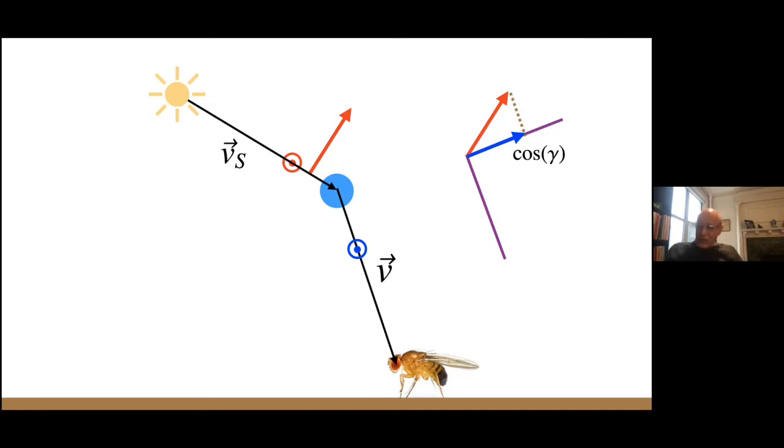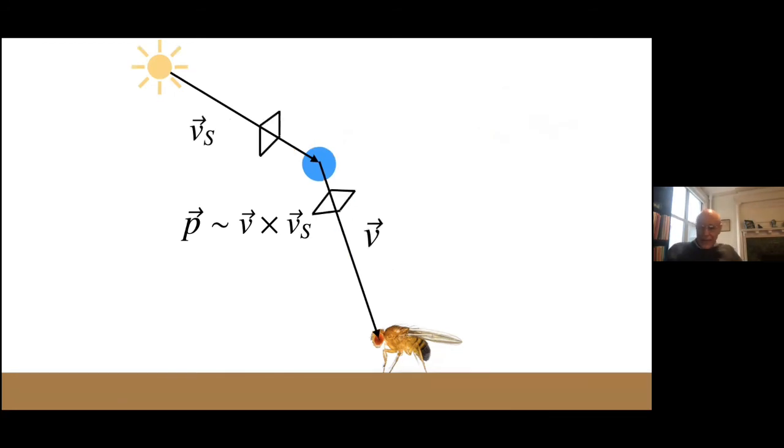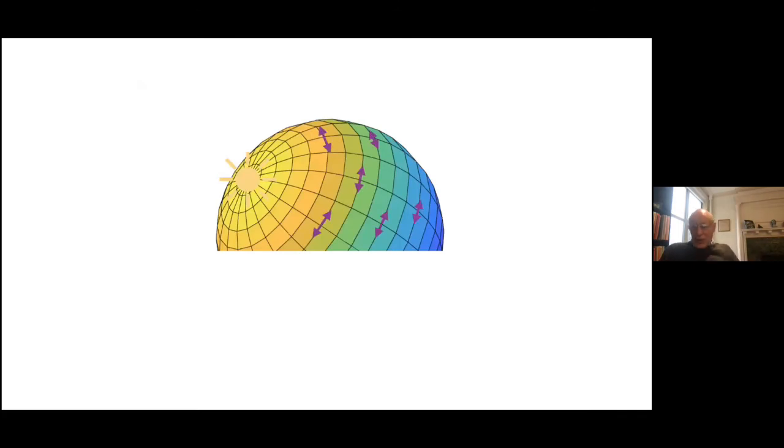And that causes the light to be polarized, because whereas the bullseye light, the light perpendicular to the plane, gets 100% transmitted, this one gets reduced. And it causes a polarization in the sky that's parallel to the cross product. It's in and out of the plane here. And so that causes a polarization pattern of the sky that looks like this. It's along these latitude lines.